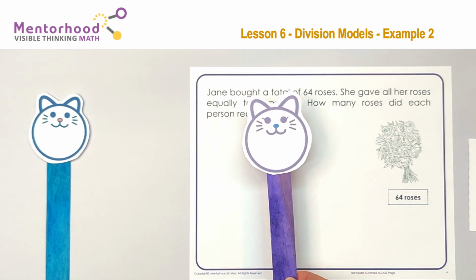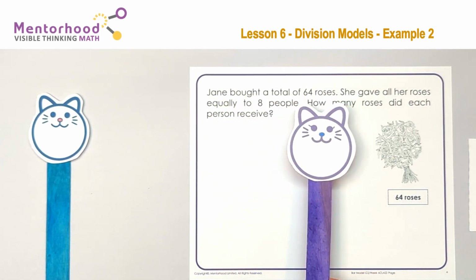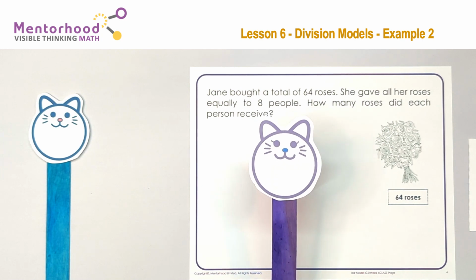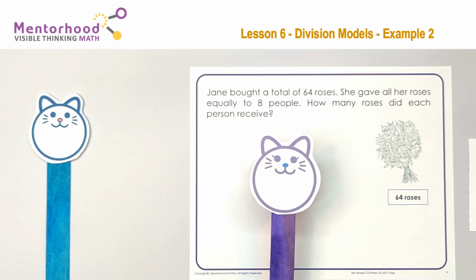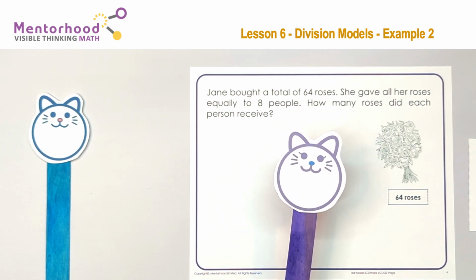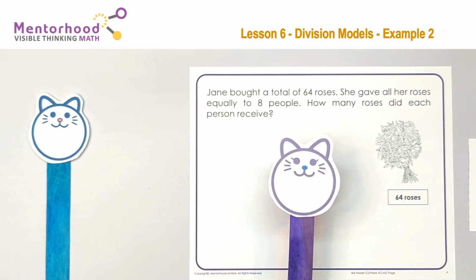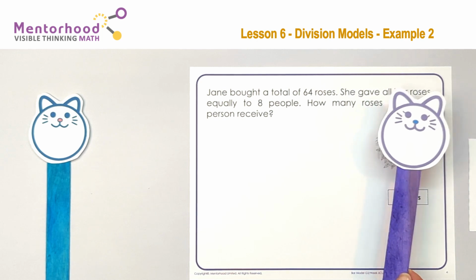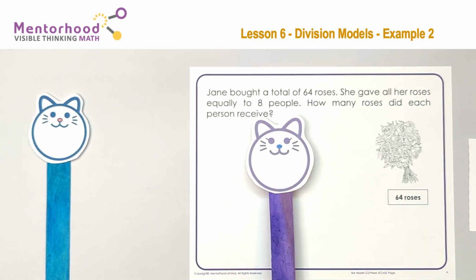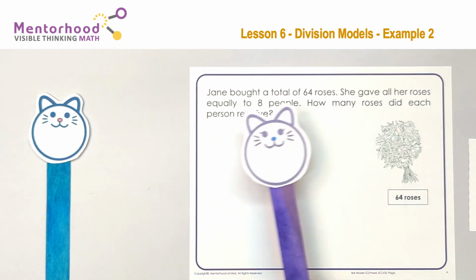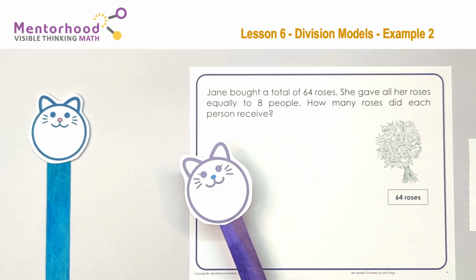Jane bought a total of 64 roses. Sounds beautiful! What kind of event do you think she could be planning? Yes, maybe, that's possible. She gave all her roses equally to 8 people. How many roses did each person receive?